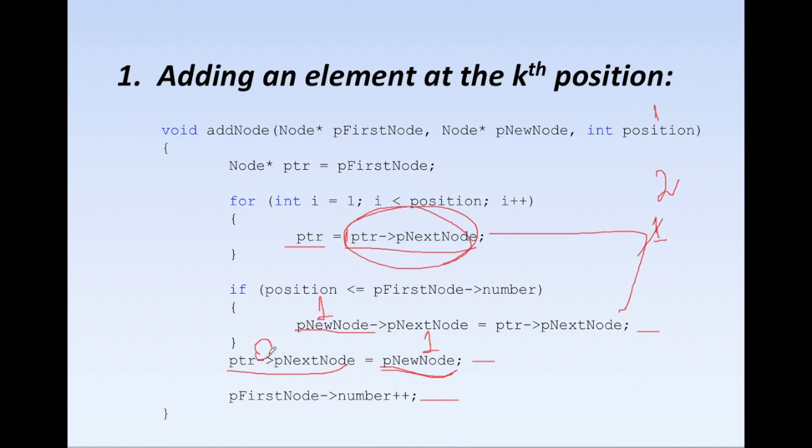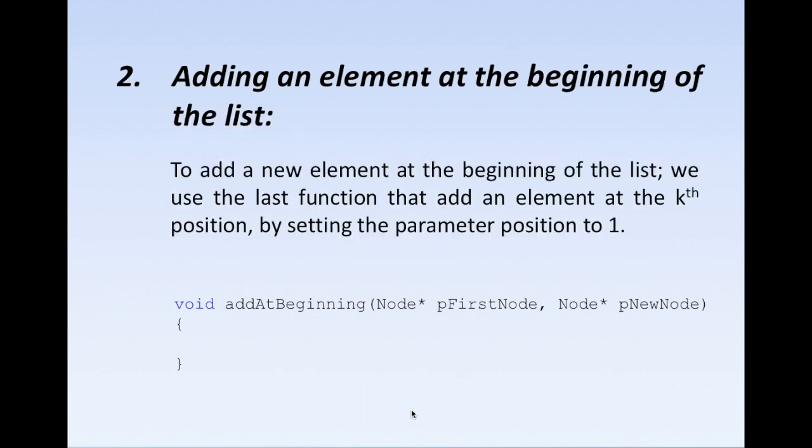So now the one before the pointer is at 0, the new node is at 1, and the one that was at 1 is now at 2. And the final step is to increment the size by 1. So this was add node at the first position.